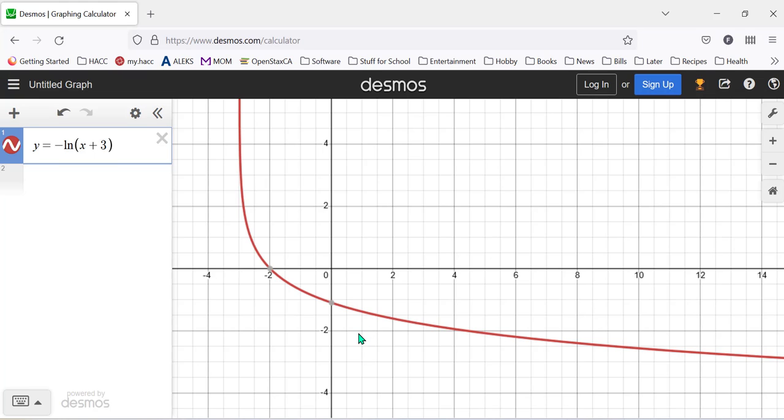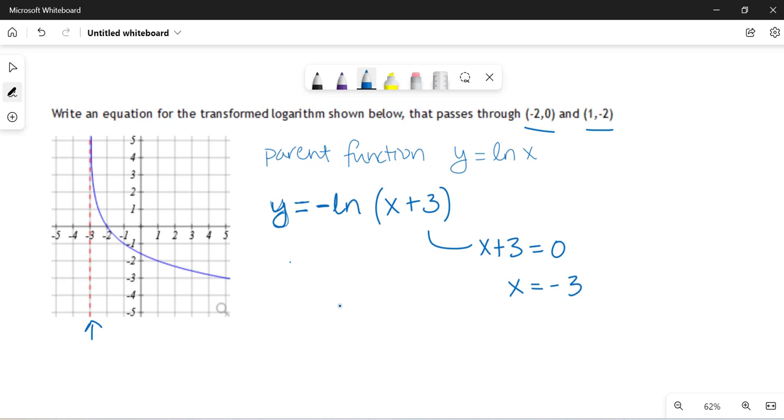So there's some kind of a vertical stretch that's happening. That means that, in addition to that minus sign in front of the natural log, we must also have some other kind of number. So let's see if we can figure out what that is. I'm just going to call it a, kind of like we've done with leading coefficients before. So we've got y equals negative a natural log of x plus 3. And now we're going to use this point, 1, negative 2, to figure out what our a is. And a is going to be kind of weird, but that's all right.